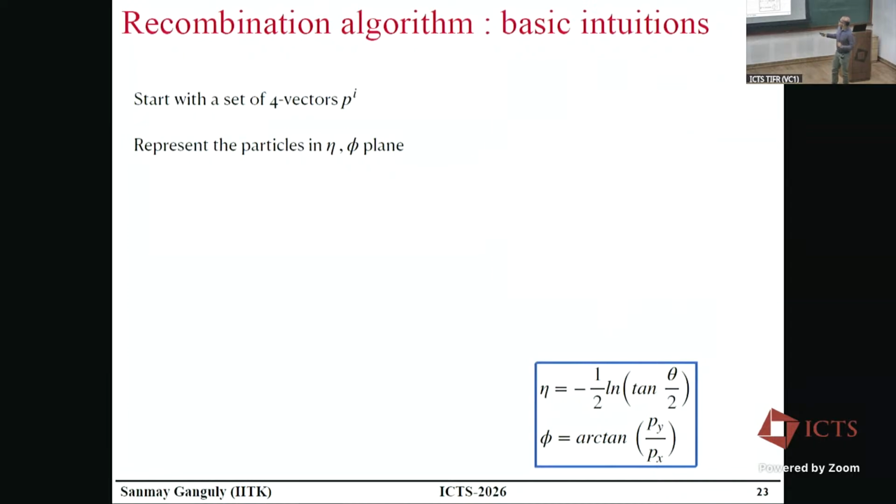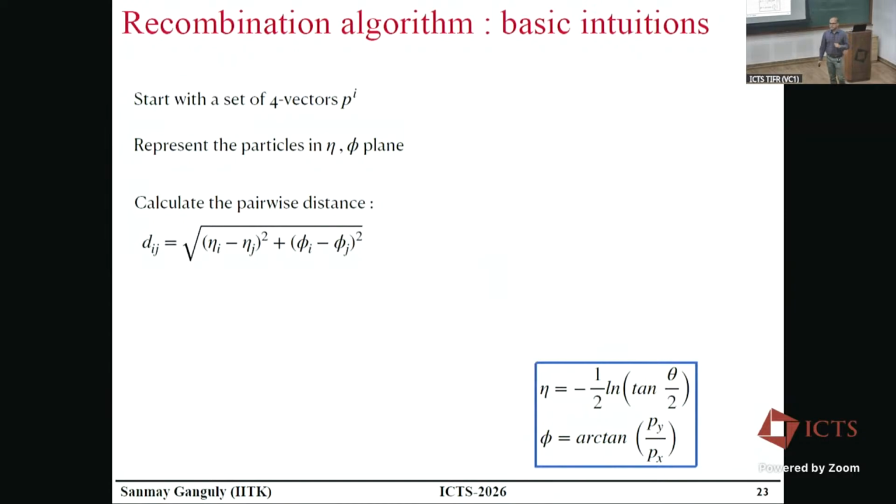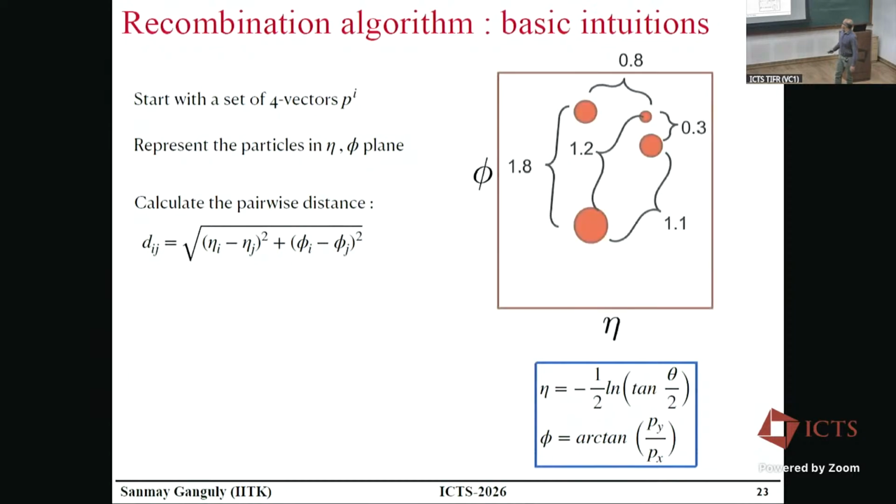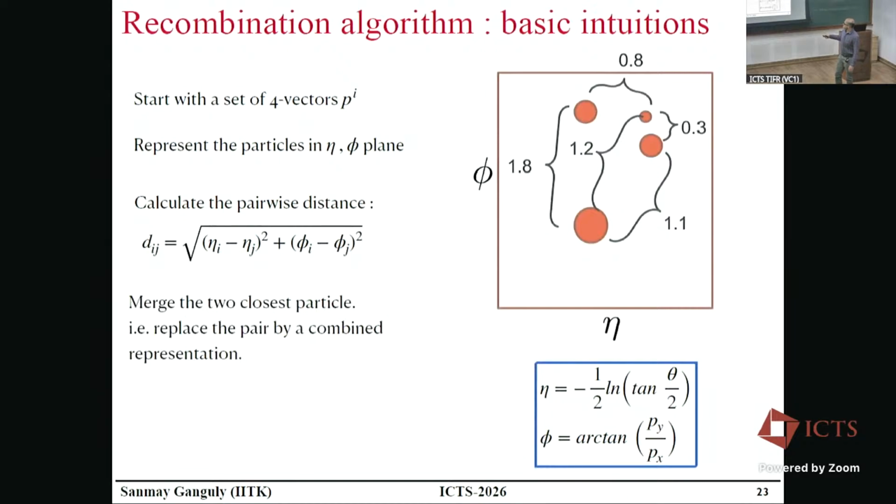Now you go on following. You first compute something very naive, a Euclidean distance in the plane of eta and phi. A pair will give you a distance. And then just merge the closest particles and replace them by one particle.